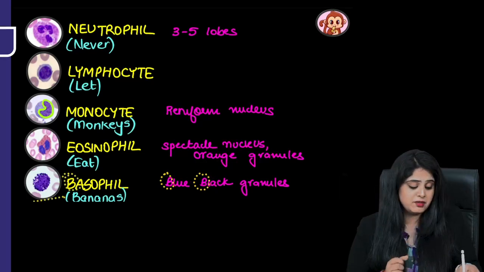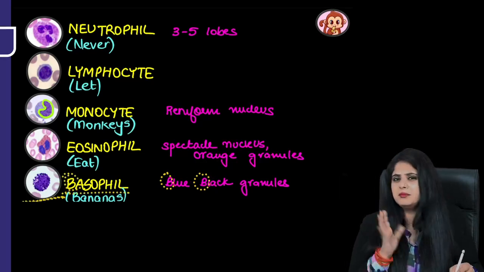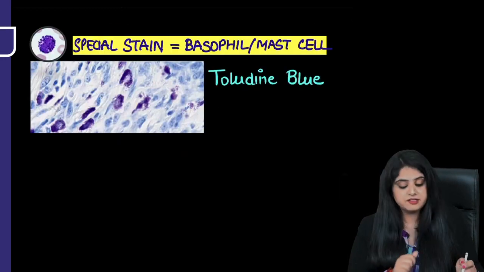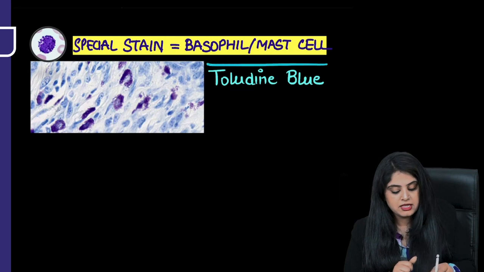So I understand that basophil is the least common. In blood, hardly one basophil you will find. So ma'am, when it is so difficult to find a basophil, why don't I have a stain? That's the next question that came in NEET and FMG, guys.